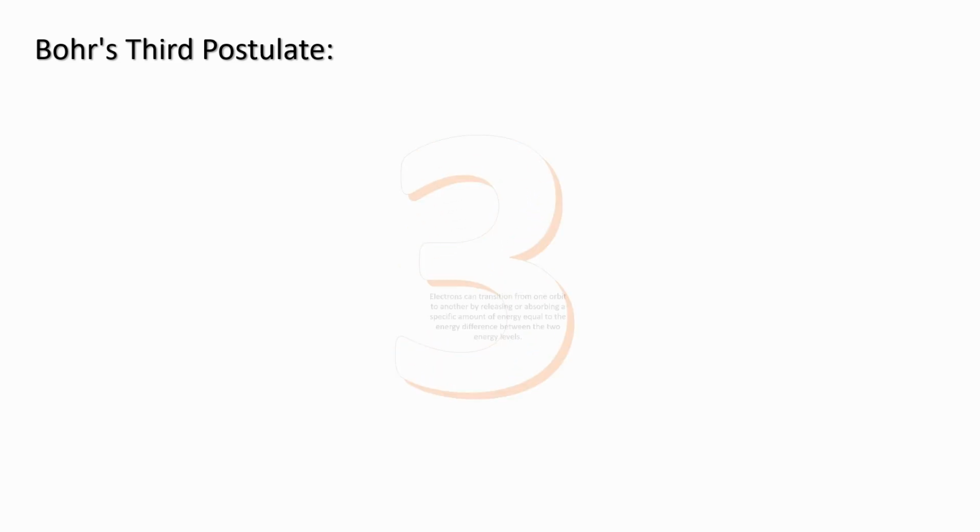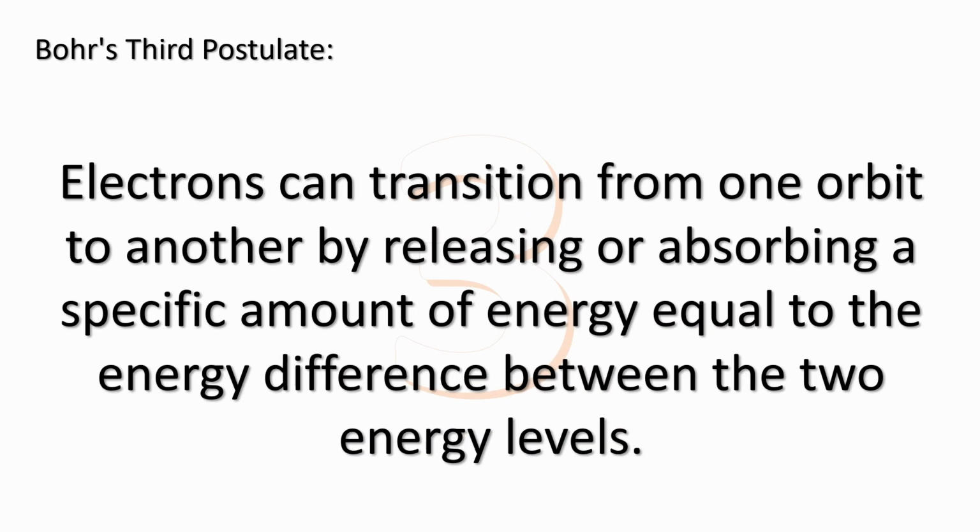The third Bohr postulate states that electrons can transition from one orbit to another by releasing or absorbing a specific amount of energy, equal to the energy difference between the two energy levels.